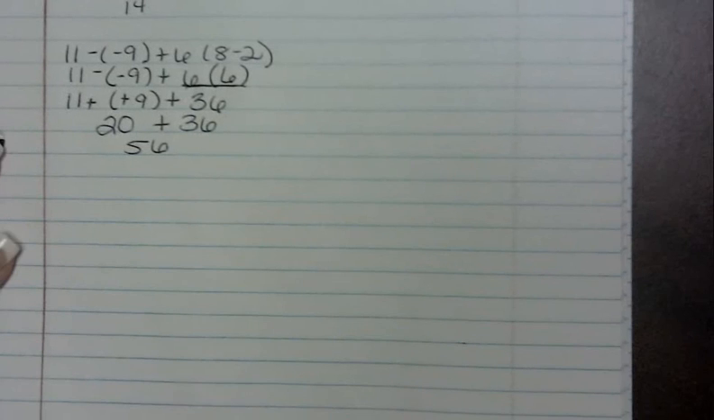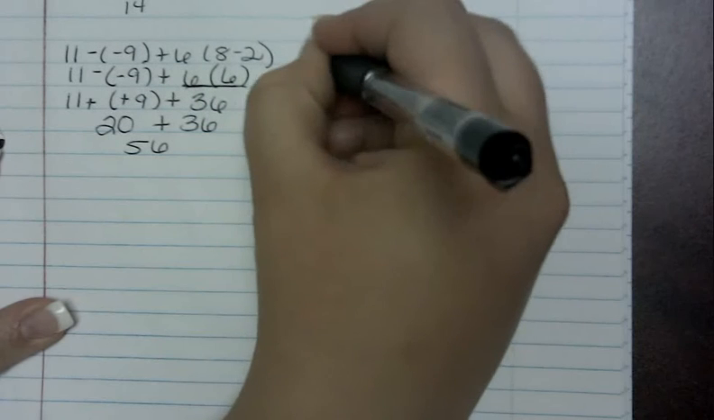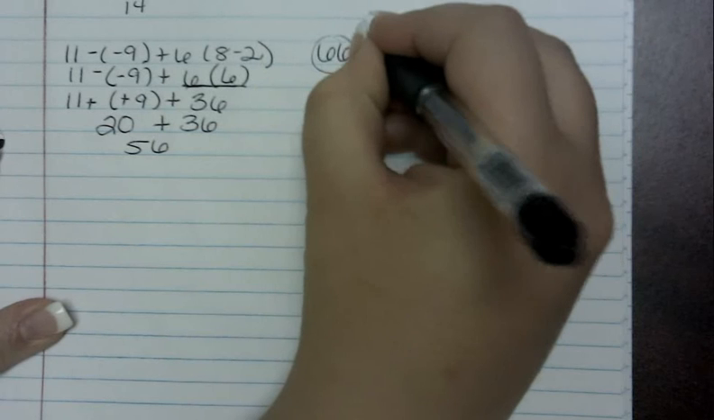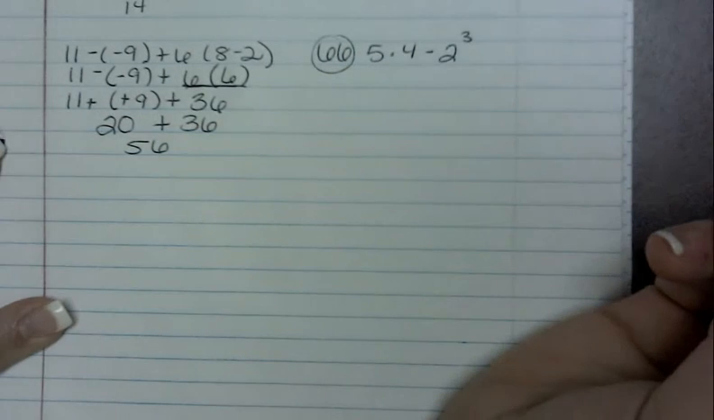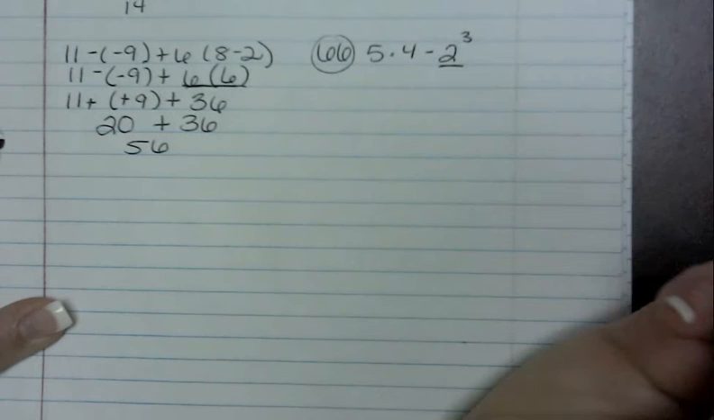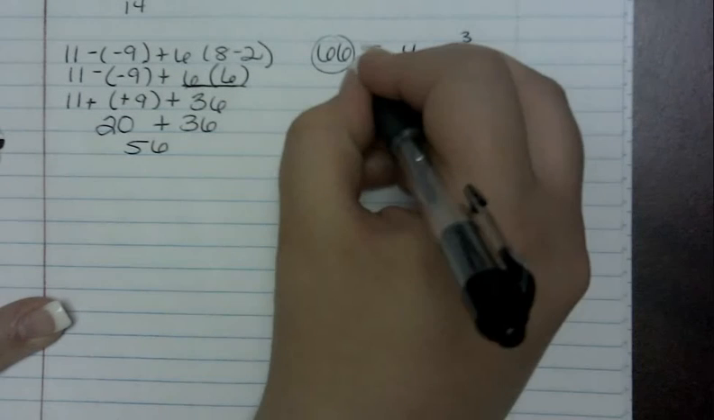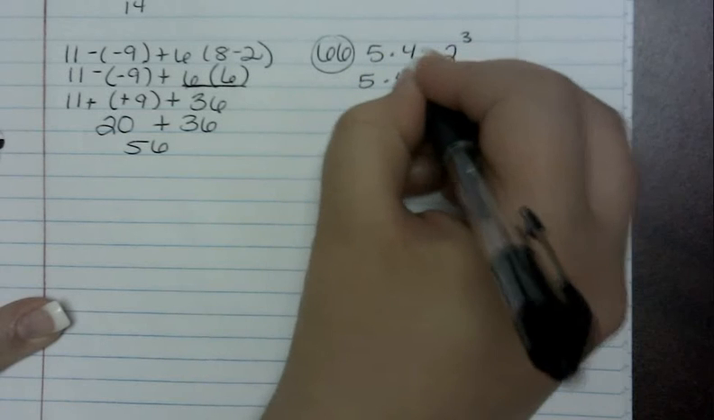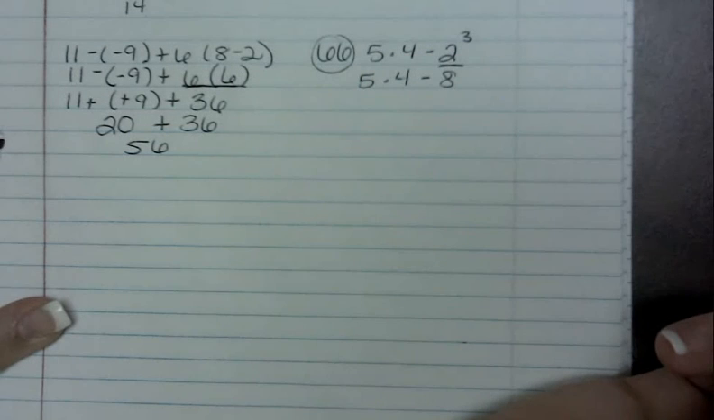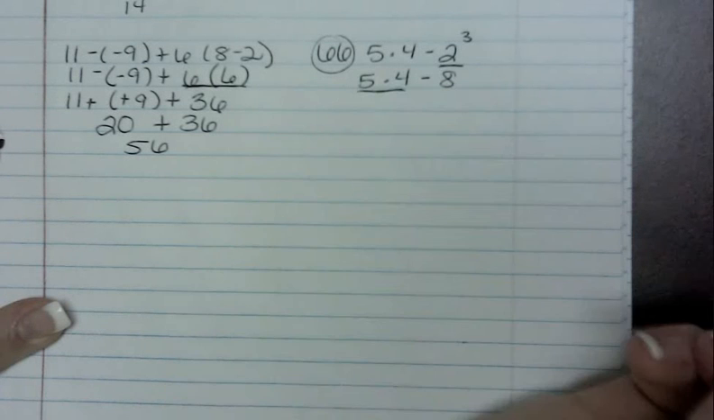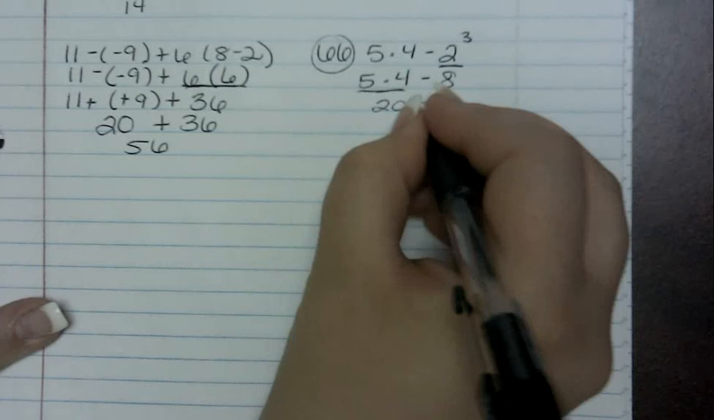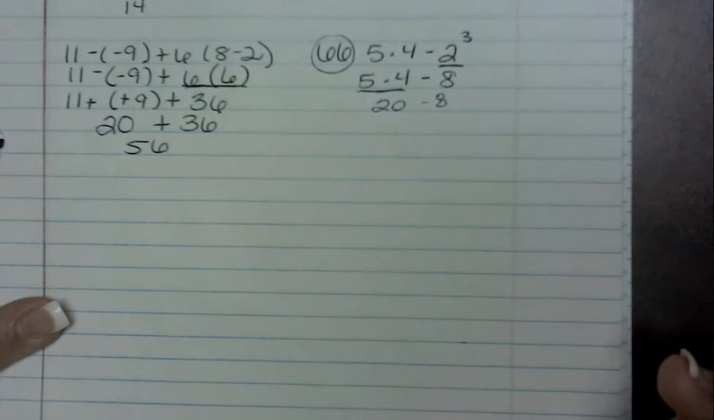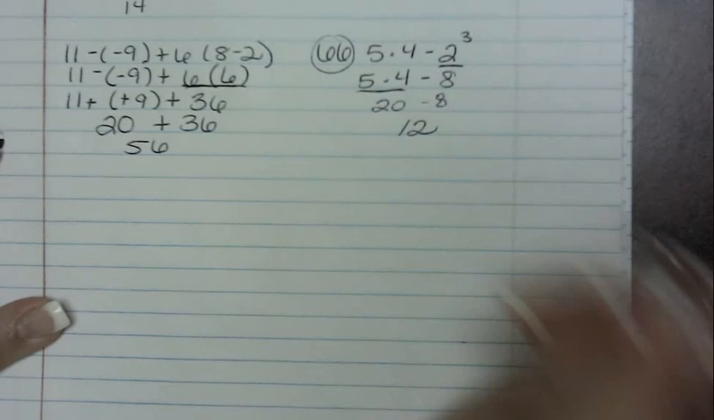All right, problem number 66 says I have 5 times 4 minus 2 to the third power. Well, I work my 2 to the third power first. That gives me 5 times 4 minus 8. Then you work your multiplication. So 5 times 4 is 20 minus 8, and 20 minus 8 is 12.